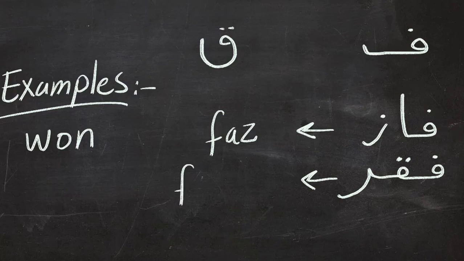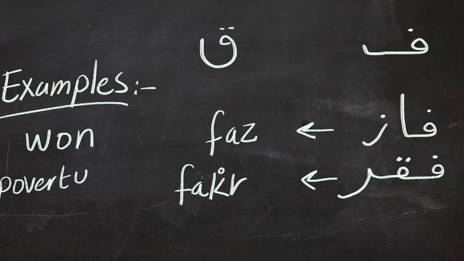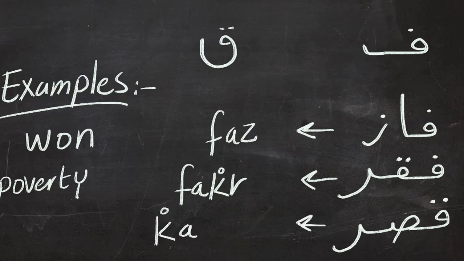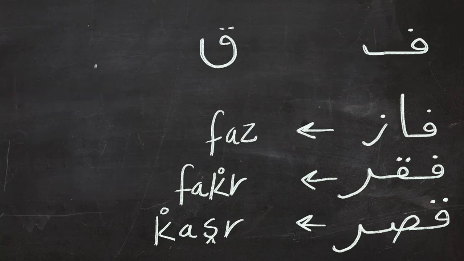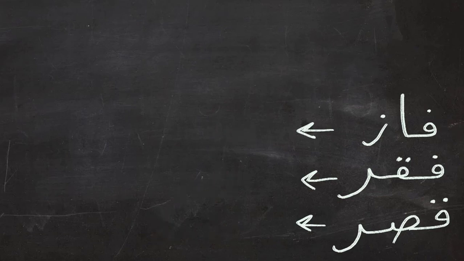Faqr. For this word, I used K with a little circle above it to distinguish the ka from qa, and it means poverty. So faqr means poverty. Last example in this instance is going to be qasr. Qasr means palace. So these were the 6 letters that we have learned today.